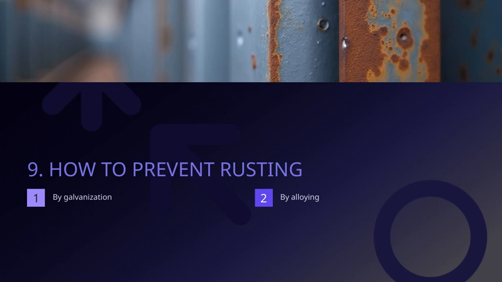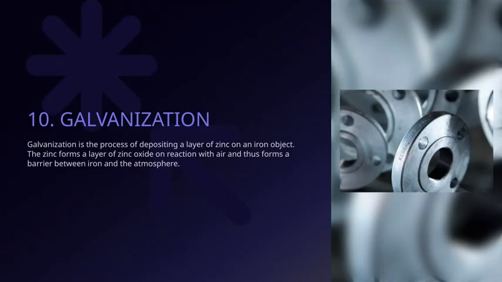Understanding these prevention techniques helps us choose the right treatment for different applications, aligning with our overall goal of maintaining durable, rust-free materials. Let's talk about galvanization, which is a really important process in protecting iron objects. Essentially, galvanization involves depositing a layer of zinc onto the surface of the iron. Now, why zinc? Because zinc acts as a protective barrier.